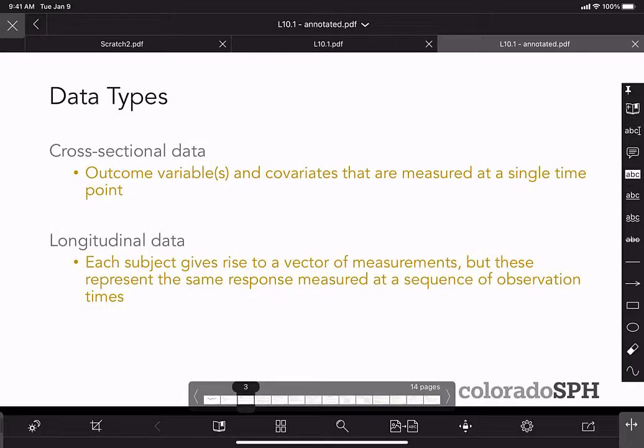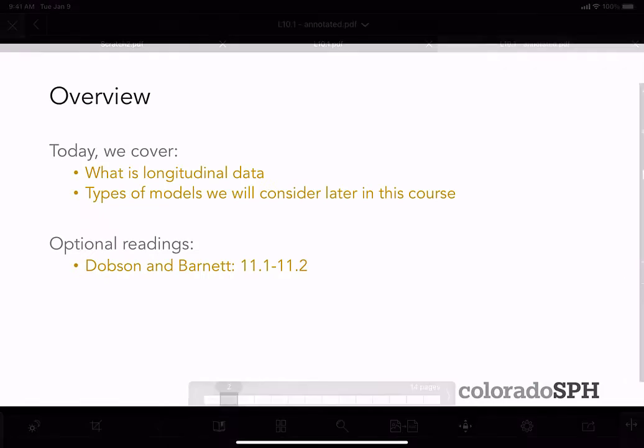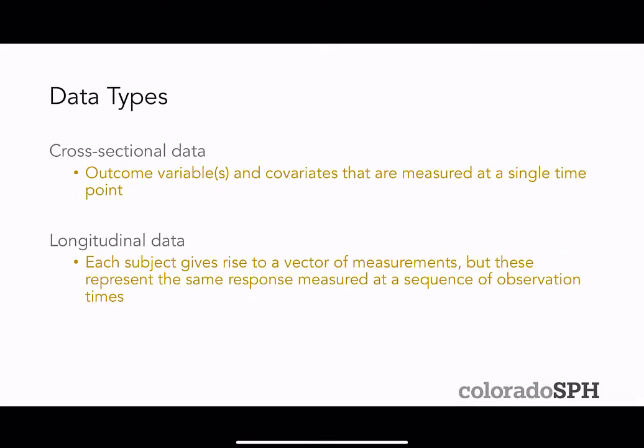So there's cross-sectional data and there's longitudinal data. With cross-sectional data, the outcome variables and covariates are measured at a single time point. And with longitudinal data, each subject gives rise to a vector of measurements where these represent the same response measured at a sequence of different observation times.